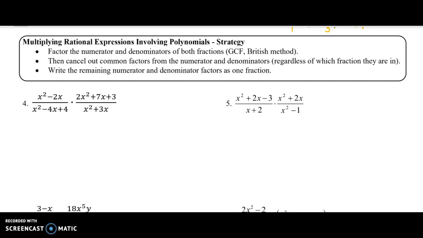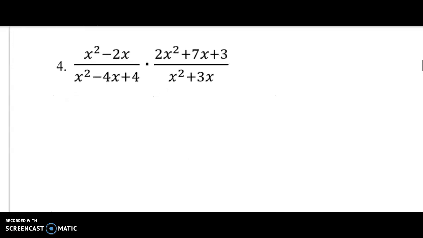And then we'll write the remaining numerator and denominator factors as one fraction. And then I probably should have an extra step there and then simplify, because you might have missed something, so always double check to simplify again. Okay, so let's look at this first problem. Again, first thing we are going to do is factor all of these parts separately.